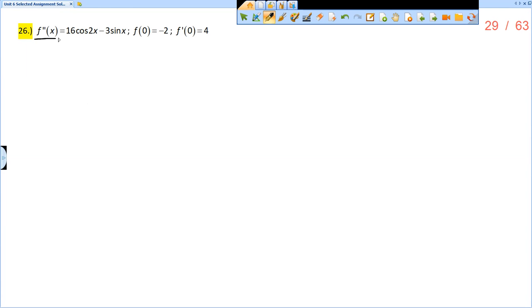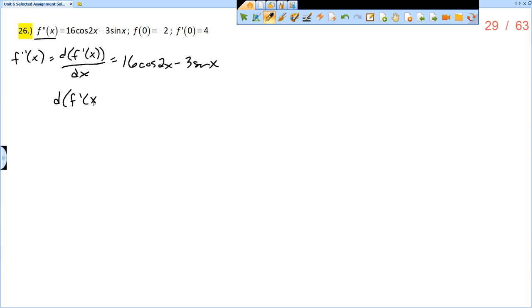Remember, if I have f double prime, I'm trying to ultimately find f of x, so this is a double differential equation. First, I need to recognize that f double prime of x is really just the derivative of f prime of x with respect to x. So the derivative of f prime of x is 16 cosine of 2x minus 3 sine x. I'm going to multiply by dx, so I have df prime of x equals 16 cosine of 2x minus 3 sine of x dx.